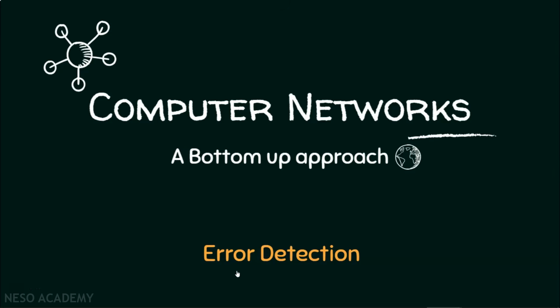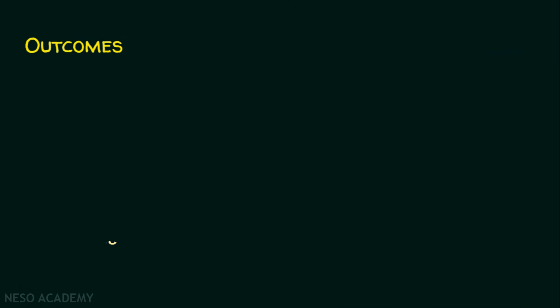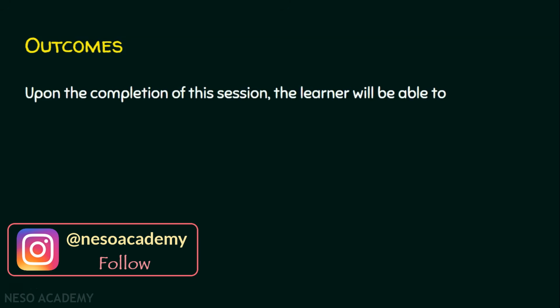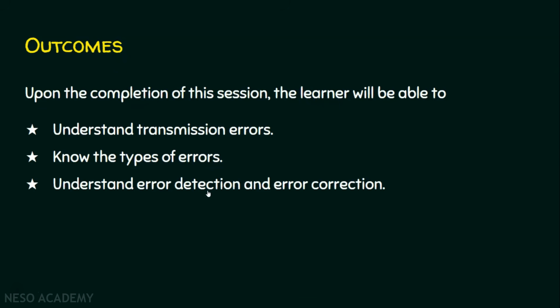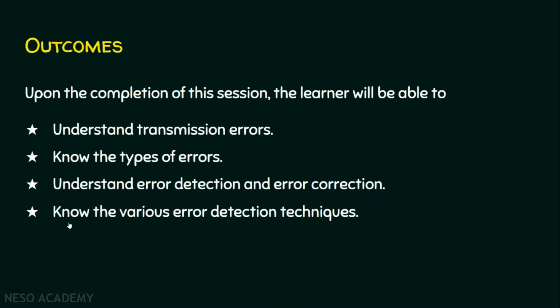Let's see, error detection. Let's start the session with the outcome. In today's session, we have 4 outcomes. Upon the completion of the session, the learner will be able to: outcome number 1, understand transmission errors. Outcome number 2, we will know the types of errors. Outcome number 3, we will understand error detection and error correction process. And the last outcome, we will know the various error detection techniques.